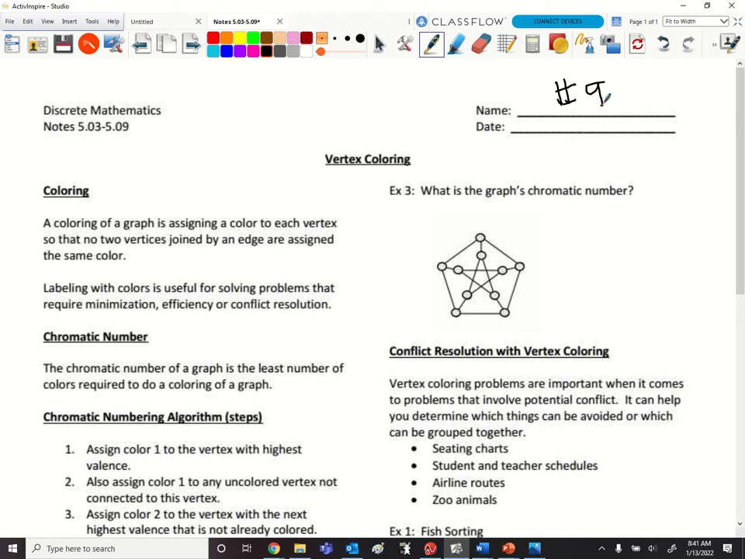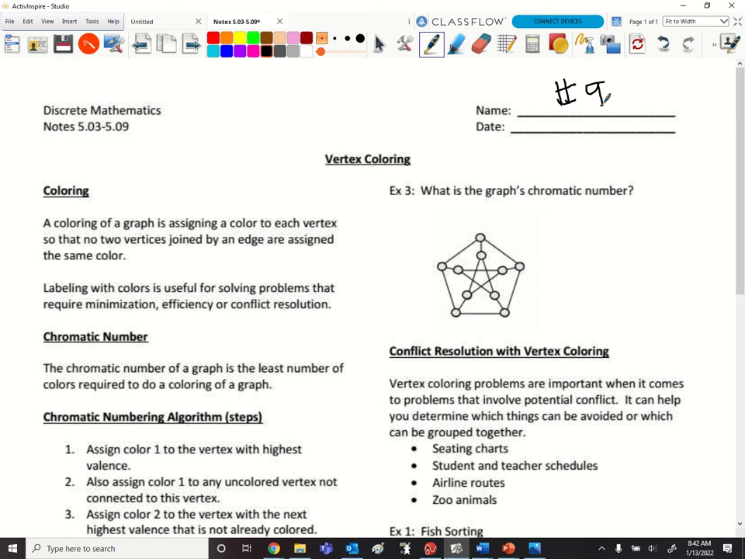Because we were doing, what were we doing? With the Hamiltonian, pizza delivery, and with the Euler, we did the trick-or-treating, right? So we are taking all the roads with the Euler, yes? Okay, you guys kind of remember that, hopefully? All right, so it says, so that no two vertices joined by any edge are assigned the same color.